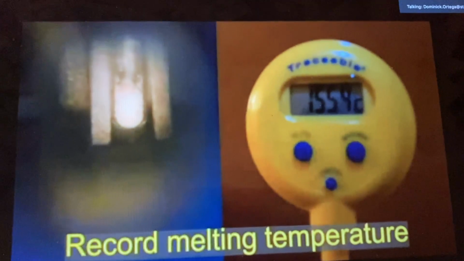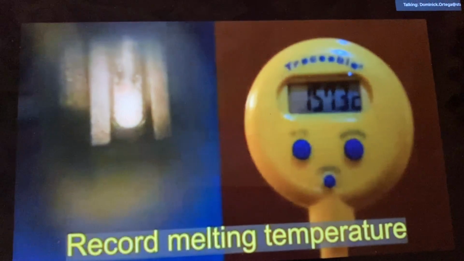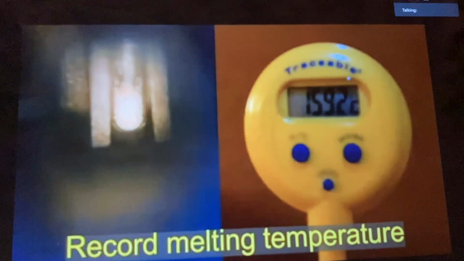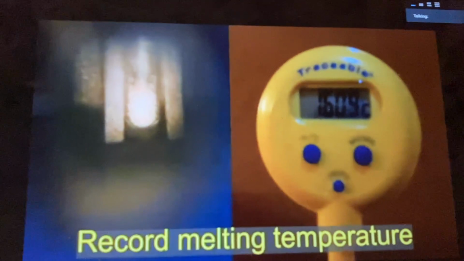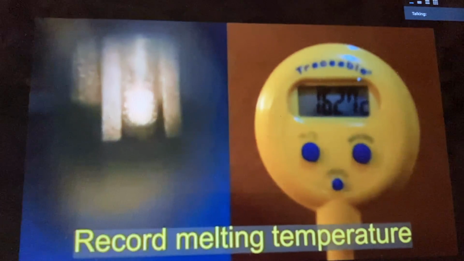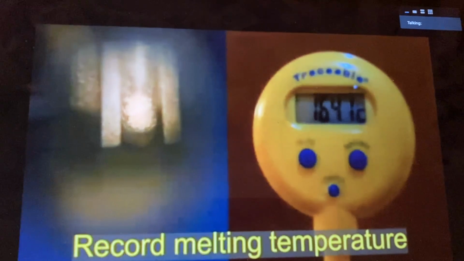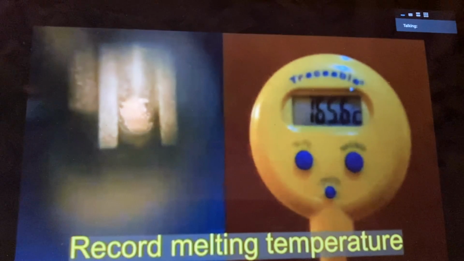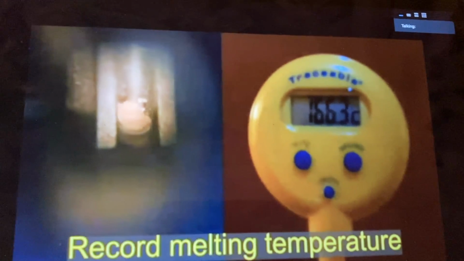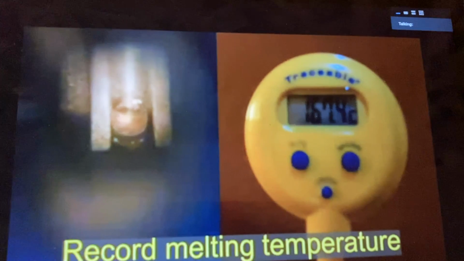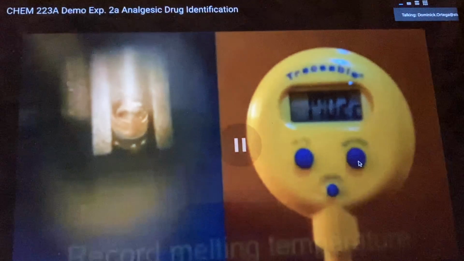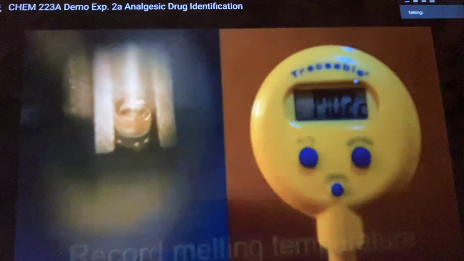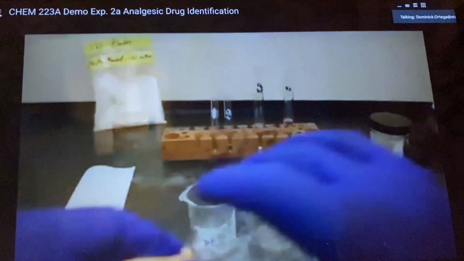Based off here, you have to record your melting temperature, and this is for you to gauge based off your understanding. Going to end right here at 70.6. It ends. I'll go back one more time.